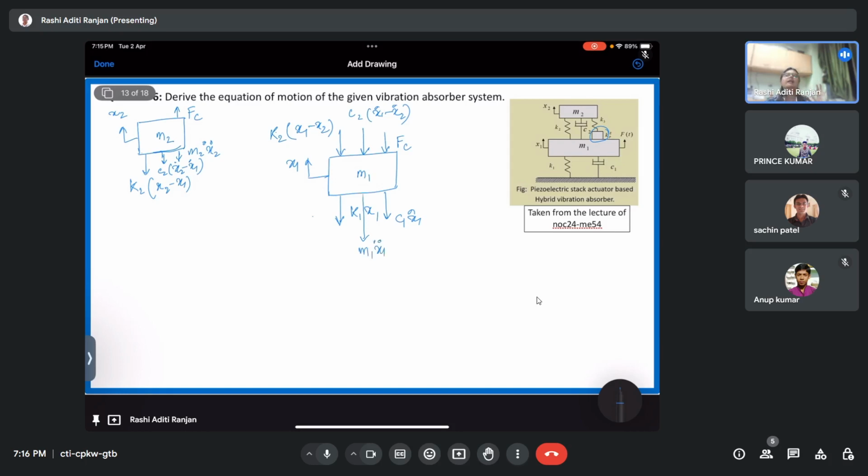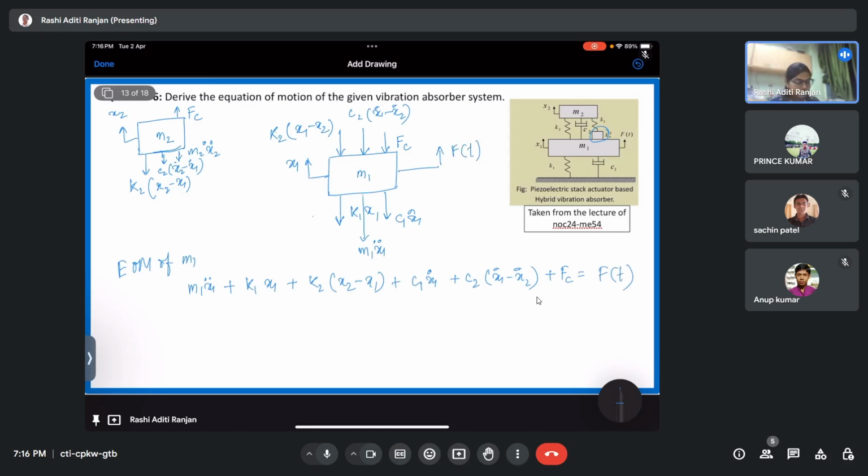Now I can write the equation of motion. First, if I write the equation of motion of m1, what is it going to be? M1 x1 double dot plus k1 x1 plus k2 (x1 minus x2) plus c1 x1 dot plus c2 (x1 dot minus x2 dot) plus Fc is going to be, there is also the presence of an external forcing Ft, so this will also be present over here.